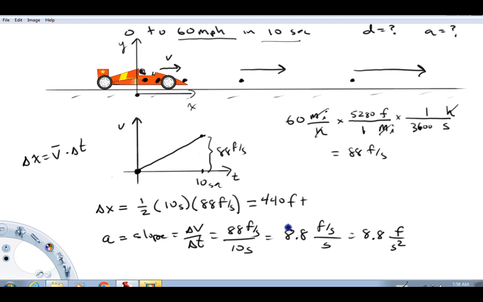So, the point of this video was how to use a velocity graph to do a simple distance and acceleration analysis of an accelerating automobile. I hope that this video helps you demonstrate how to use these concepts.